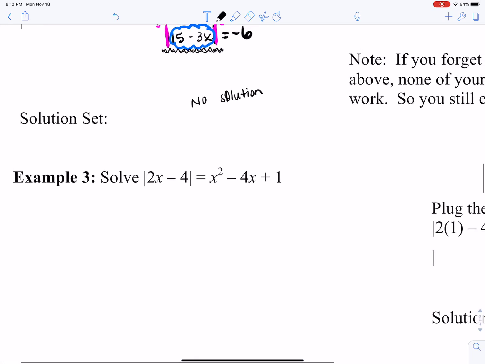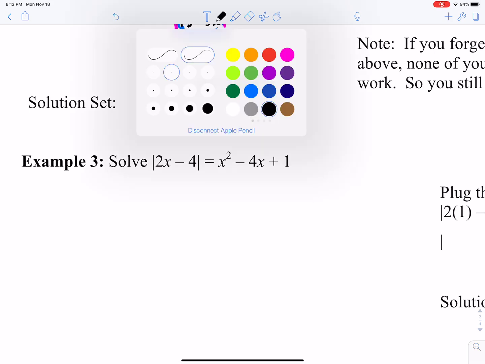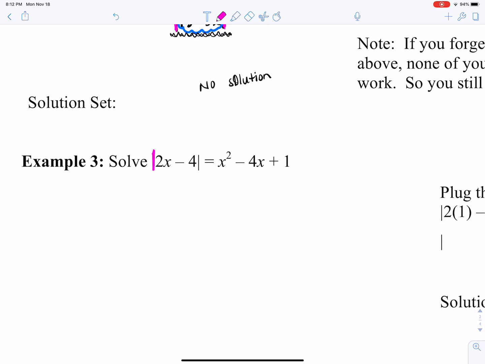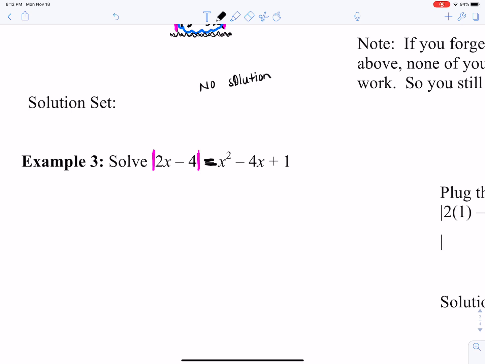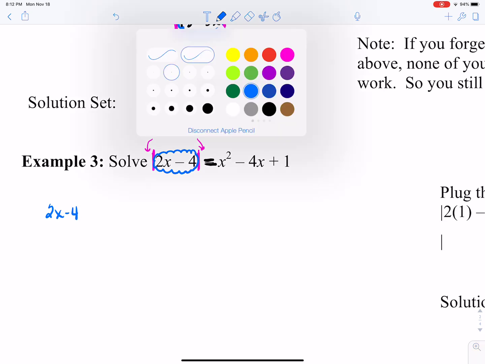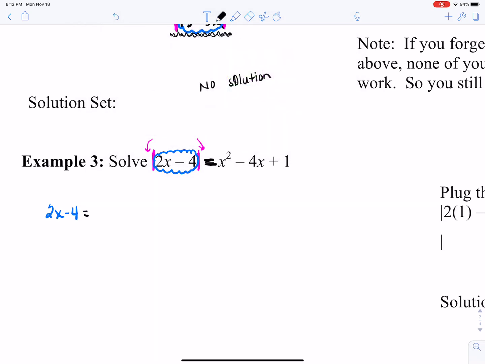Okay, let's do number 3. I'm going to draw your attention to the absolute value bars and where your equal sign is. So you can see on the left-hand side there's nothing in front of or behind the absolute value symbols. You're ready to look inside. Here I go. I'm going to take out the contents, and I'm going to write 2x minus 4 is equal to the normal version, the positive version of what was over here. x squared minus 4x plus 1.